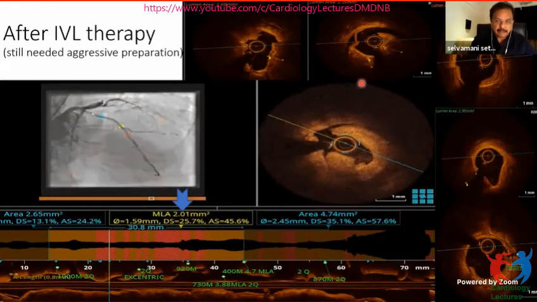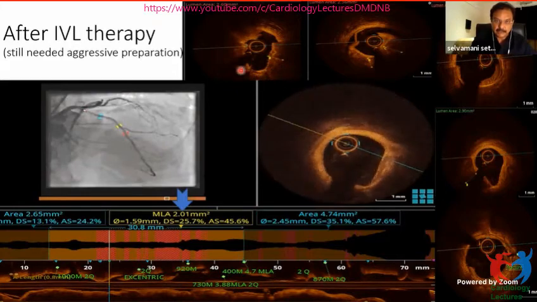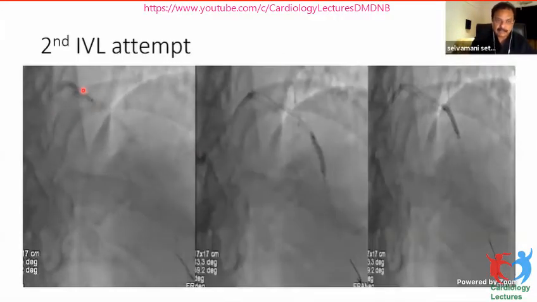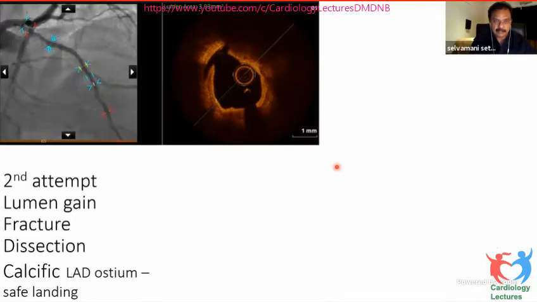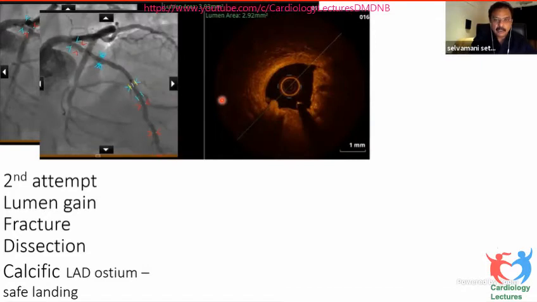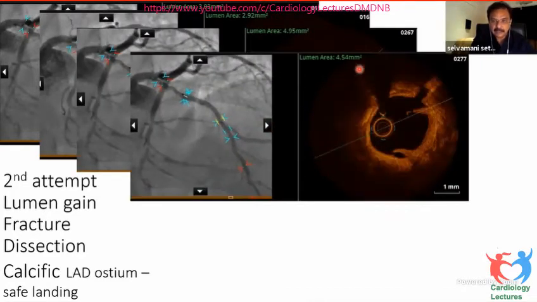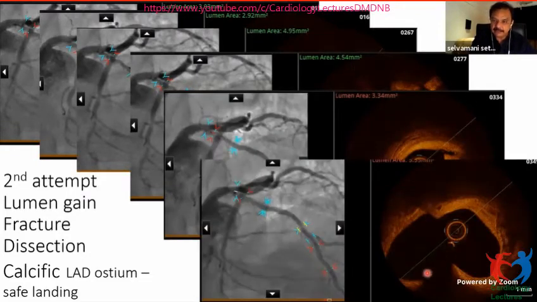But here, when I did an OCT at the proximal LAD, I was not satisfied with the expansion. So I thought I needed to give one more shock there. So I gave some shocks in the proximal LAD again with the IVL, and then again dilated with bigger balloons. And this is the OCT after that. So it's a good expansion now. And there are areas of significant fractures here. You can see that, and the lumen has expanded very well. And then it is a satisfactory sign that I can go ahead and stent it now.